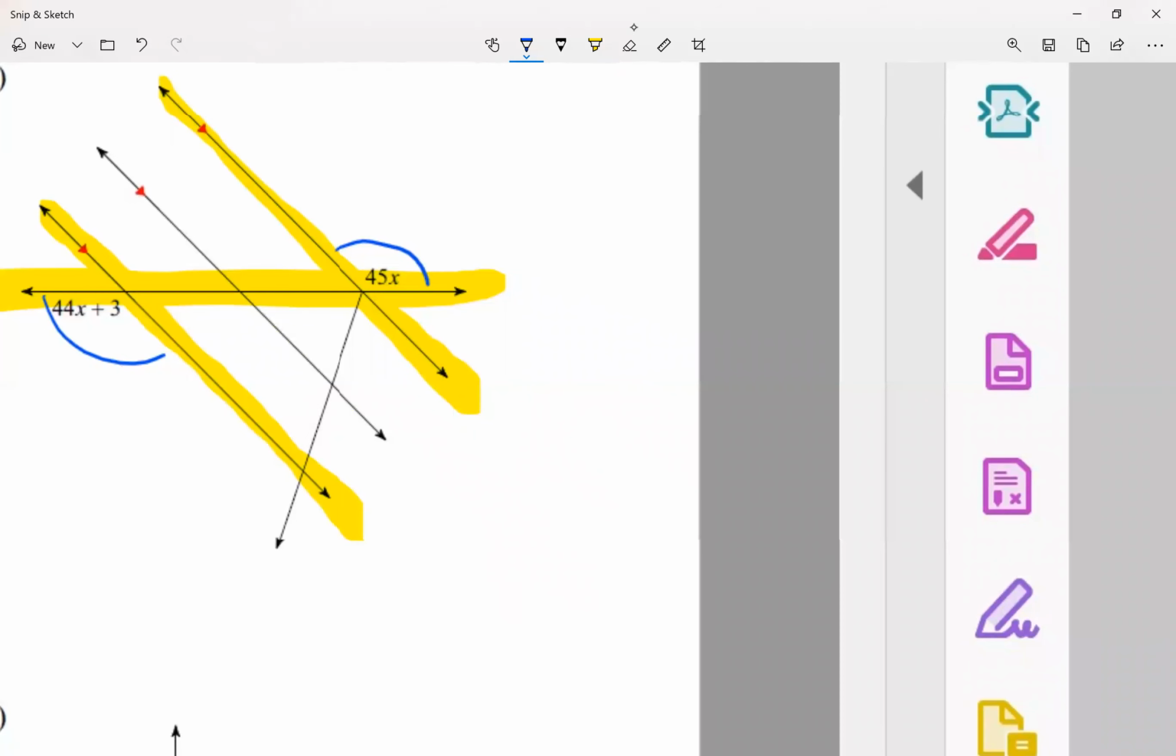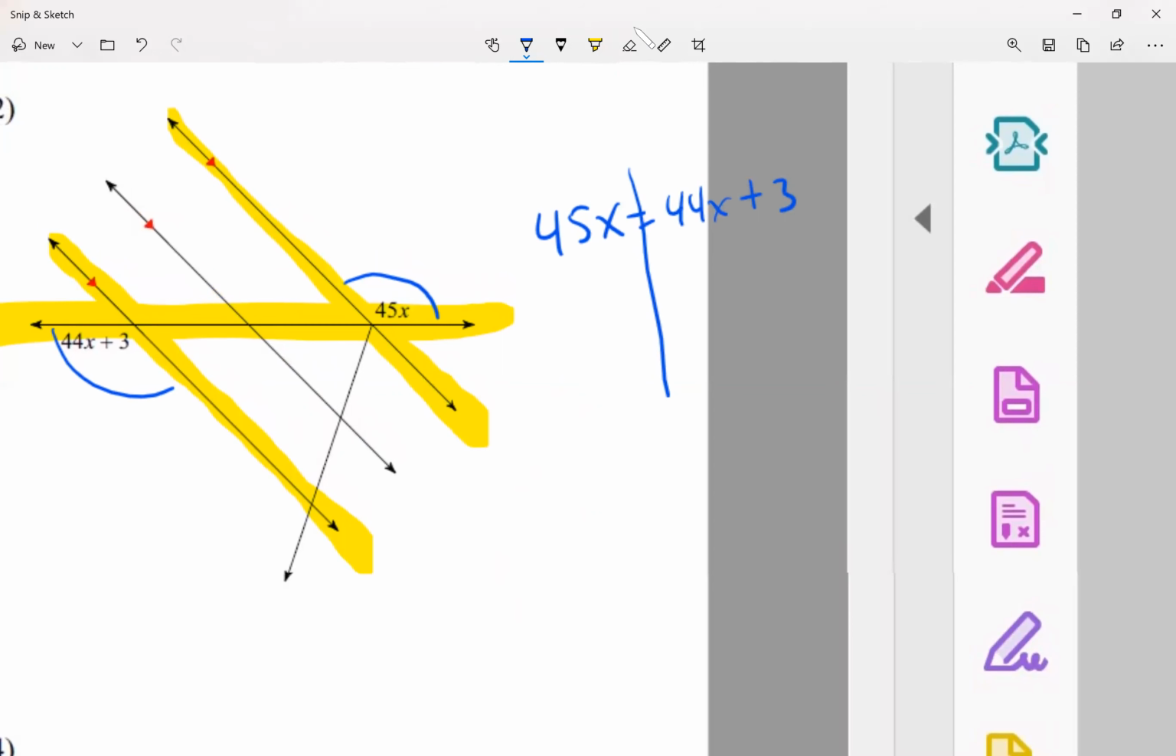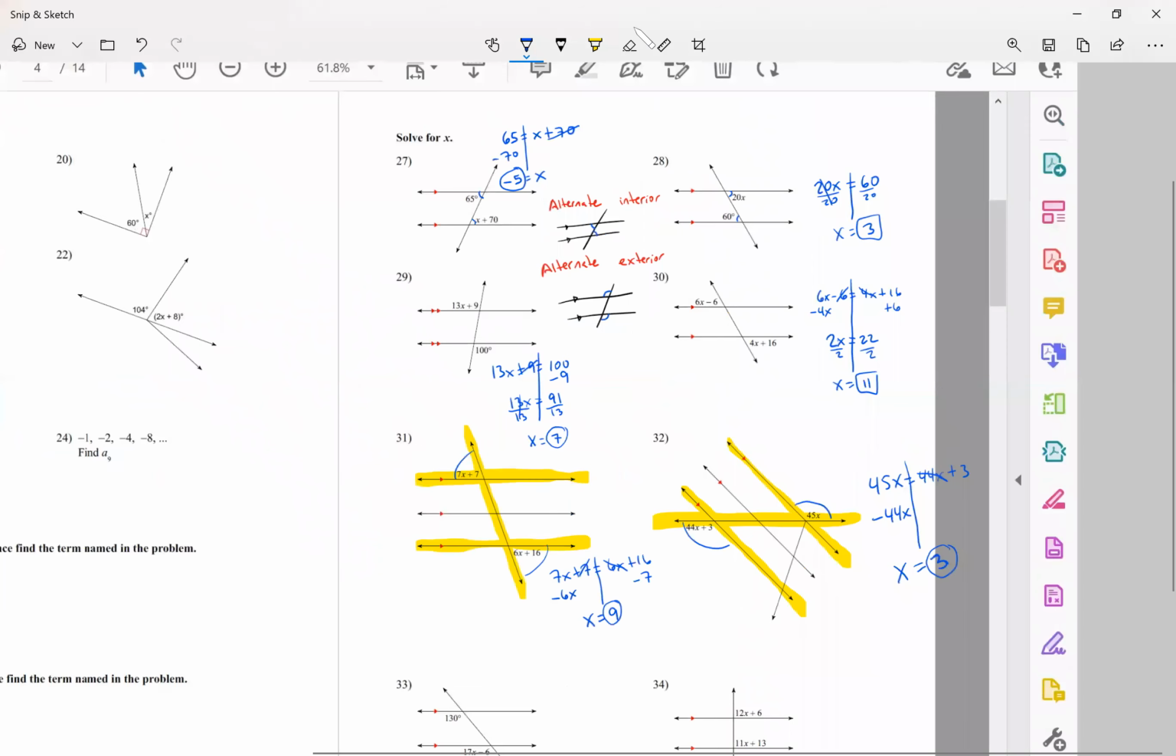So I'm just going to say 45x equals 44x plus 3. Let me separate them through the equal sign. Let me combine x's. So the 44x, let me move it over as a minus 44x. I know 45 minus 44 is 1. So I have 1x equals positive 3. So the instructions were solve for x. What's the value of x? There you go. 3. So that's what we learned today.